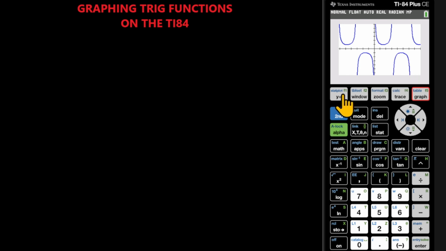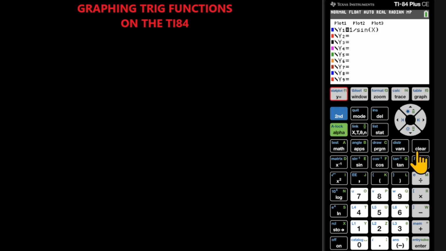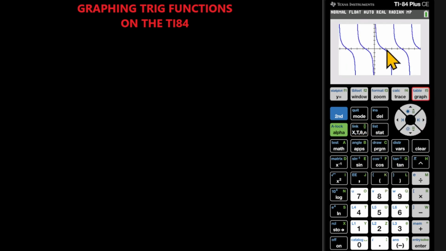So now I'm going to go back to y equals. I'm going to clear that. And this time I'm going to do cotangent. So to do cotangent, that's 1 over tangent. So I do 1 divided by tangent. I'm going to do x, close parentheses, and graph. And now I have cotangent.